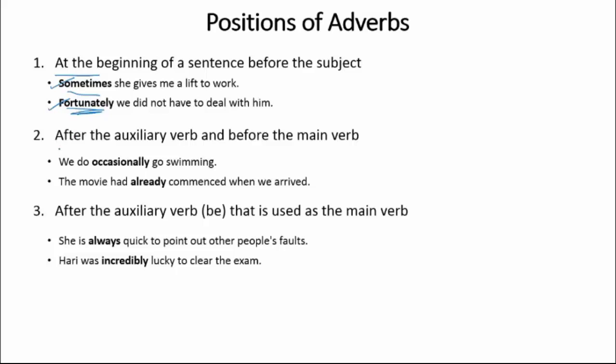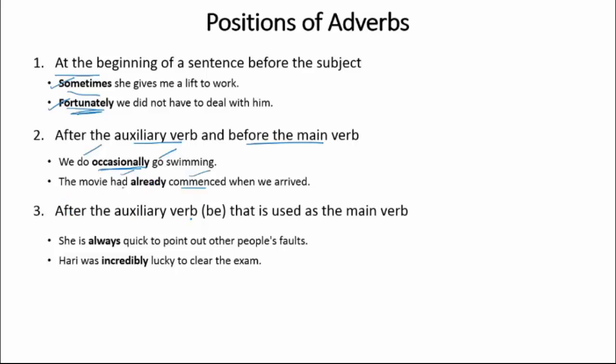Adverbs can also be added after the auxiliary verb, that means the helping verb, and before the main verb, like between the helping verb and the main verb. For example, we do occasionally go swimming. Over here, it's between do and go. The movie had already commenced when we arrived. Had and commenced. Had is the helping verb, commenced is the main verb. It's between them. So this placement actually indicates the exact time. It's usually used for adverbs of time.